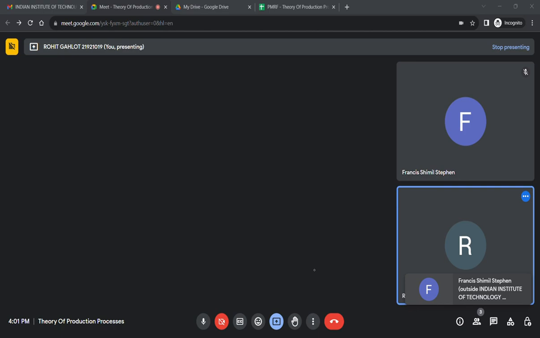I'm having a table with the geometry and shape factors for cube, sphere, and cylinder. Shape factor taken as 2.